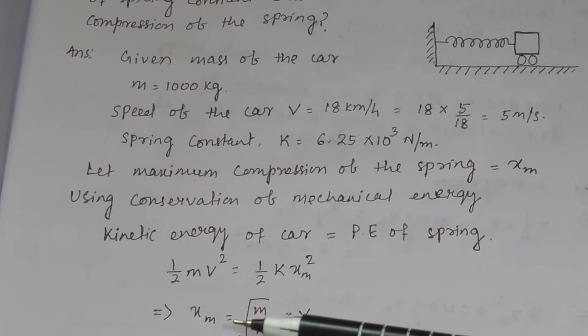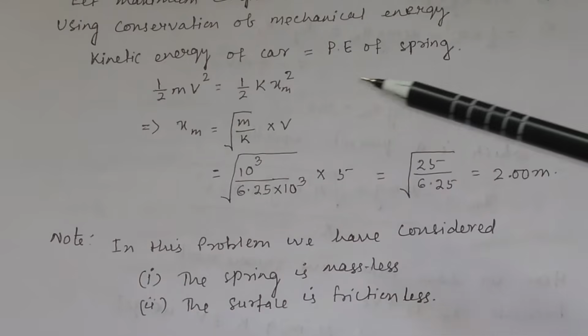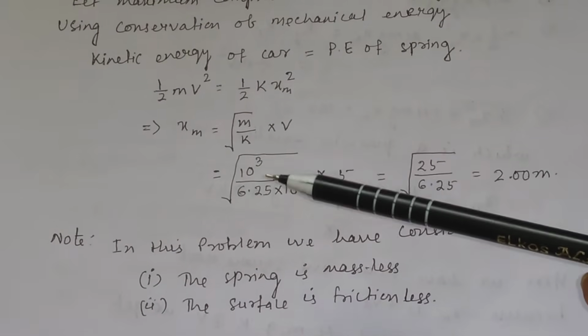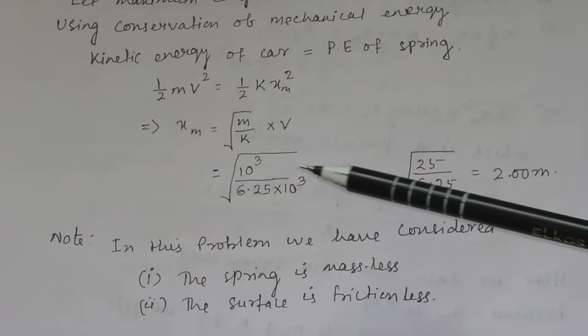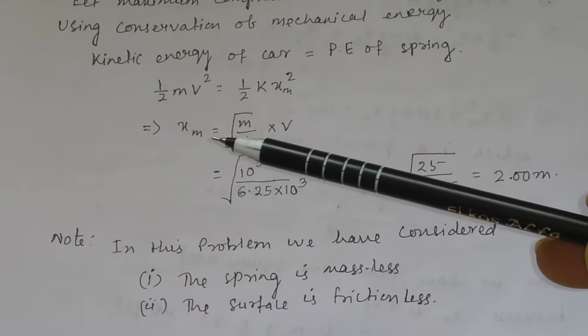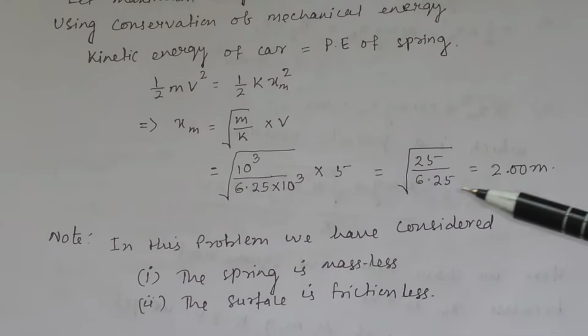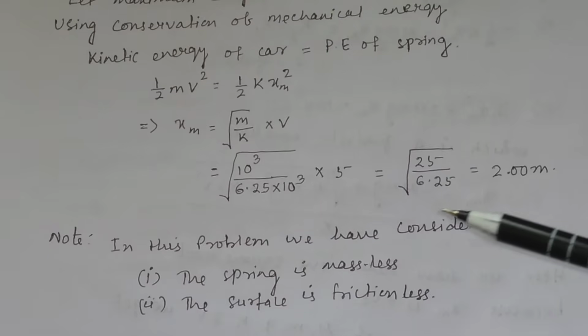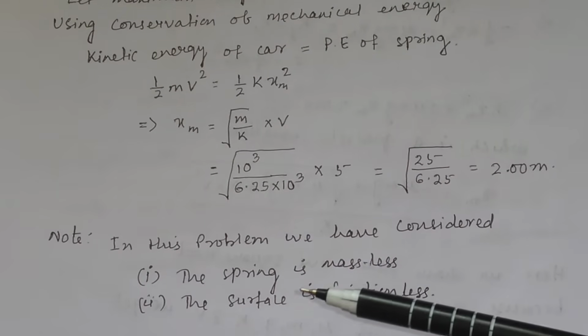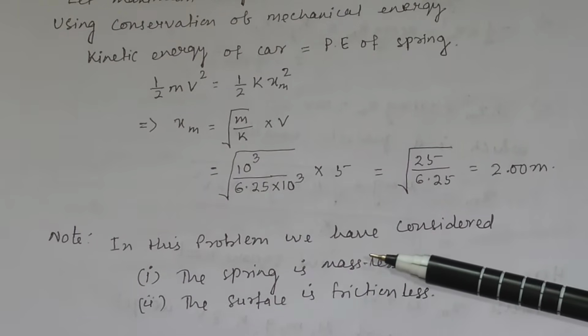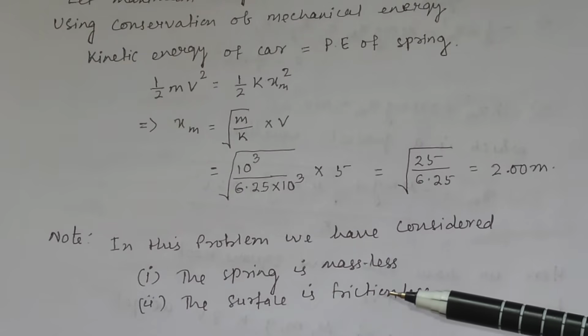So you can calculate xm, that is equal to square root of m by k into v, and putting the value of m, k and v, we can find out xm. The maximum compression of this spring will be equal to 2 meter. So in this problem we have considered that the spring is massless and the surface is frictionless.